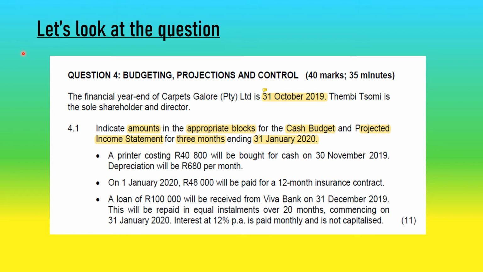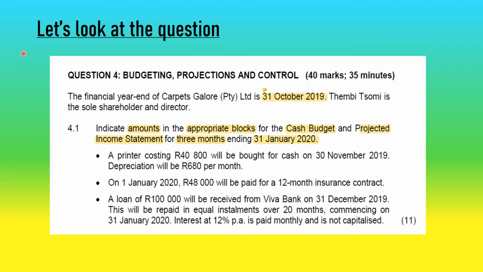So what I like to do is draw a timeline. I physically draw a timeline before I even start, and I always highlight my year end. So this says the year end is 31st October 2019, which means the year is from the 1st of November 2018 to the 31st of October 2019. So draw that timeline. And like I've said, today we'll be doing budgeting.